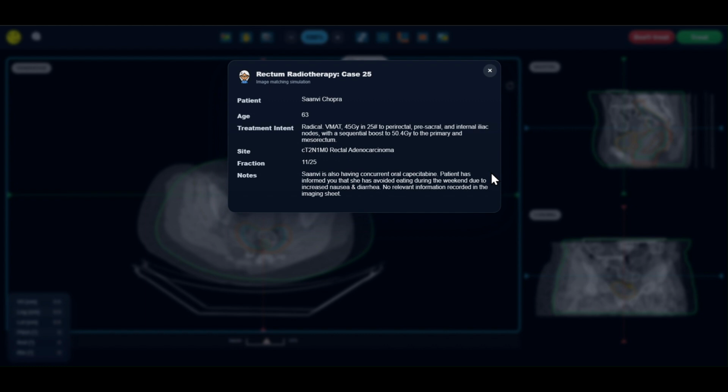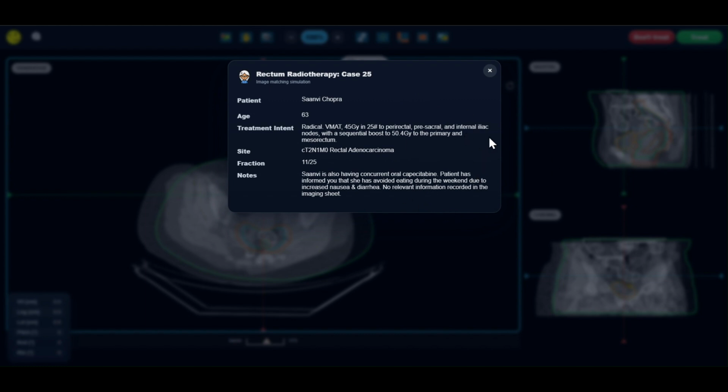This is a very relevant note because if we look down, the note says that the patient has avoided eating during the weekend due to increased nausea and diarrhea. This is very important because nausea means feeling sick, like you may vomit. Diarrhea means frequent loose or watery bowels, and both of these can directly affect the pelvic anatomy. They may change the bowel filling, the gas pattern, the hydration, the comfort, and the way the patient lies on the couch. So that takes us directly into the concept of clinical decision making.